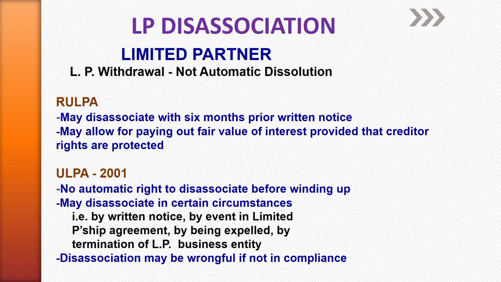So if you agreed that this was going to last for 5 years, you're going to hang in there for 5 years. If you decide to leave, then it might be viewed as wrongful, and the other parties could sue you for damages if you damage the entity by leaving. So you can disassociate, but realize there might be a price to pay if you do so. So by written notice, or if an event in the limited partnership agreement, like we had this LP to develop this piece of real estate, it's been developed, the thing is over now, you've been expelled usually for bad conduct, or by termination deciding that they're just going to end the LP business entity as a whole. Just keep in mind, wrongful disassociation could be damages.